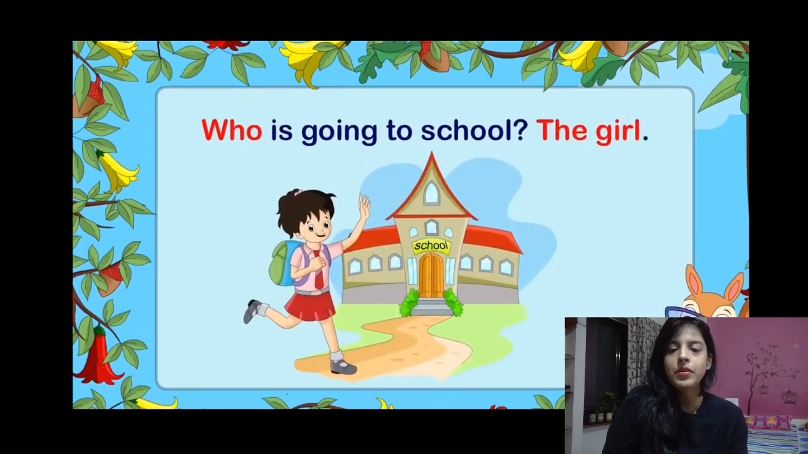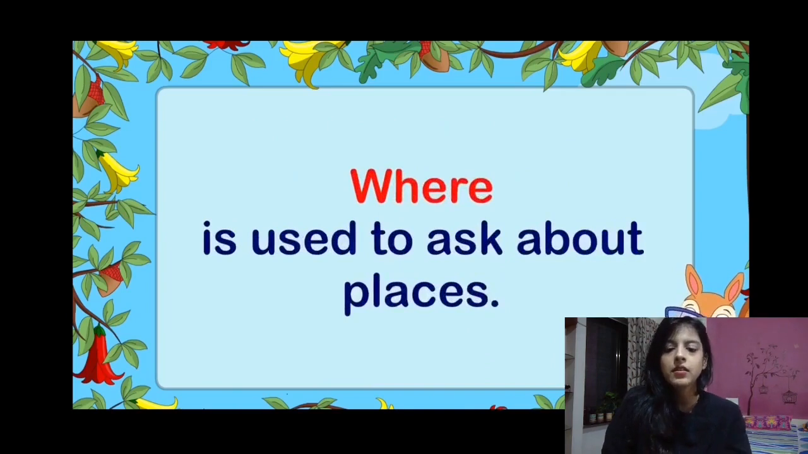Let's see an example. Who is going to the school? As you can see in the picture, there's a girl who is going to a school. She is obviously a person. So that is why we used who. Who is always used with respect to people or a person.